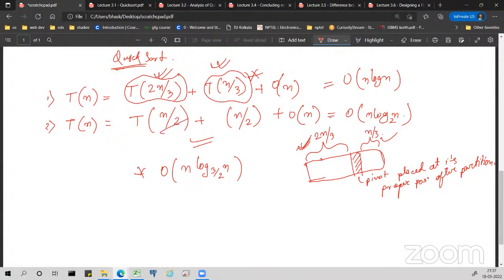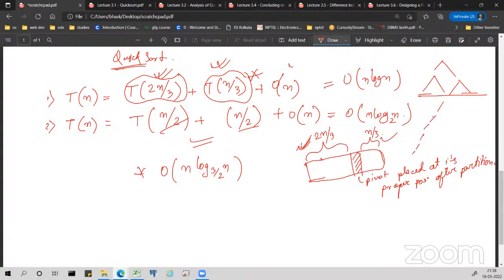In this case, both of them were n by 2, so both were like a balanced call. Every time they were getting balanced, right? If one ends over here, the other also ends over here. It was a balanced recursive call structure. But in this example, what may happen is, one part may grow like this.